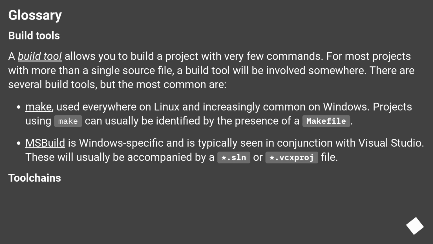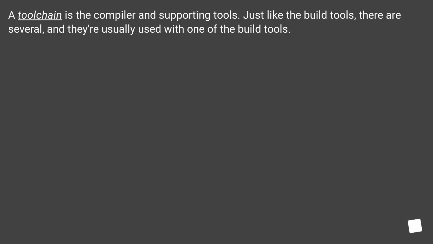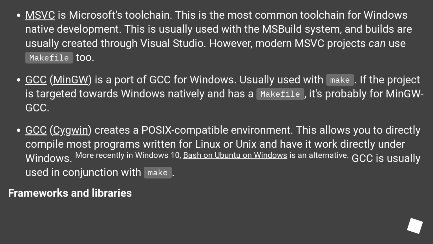Toolchains. A toolchain is the compiler and supporting tools. Just like the build tools, there are several, and they're usually used with one of the build tools. MSVC is Microsoft's toolchain. This is the most common toolchain for Windows native development. This is usually used with MSBuild, and builds are usually created through Visual Studio. However, modern MSVC projects can use Makefiles too.